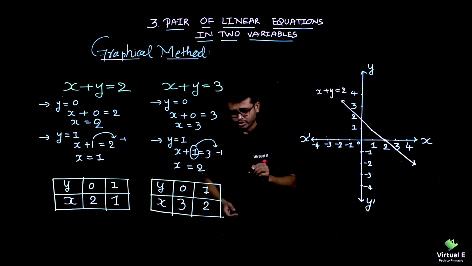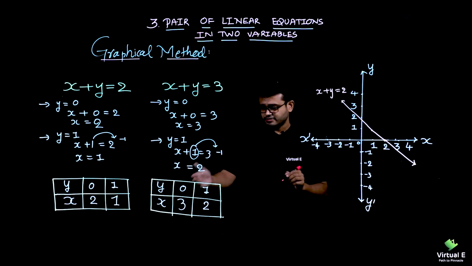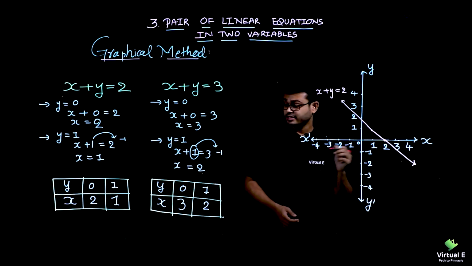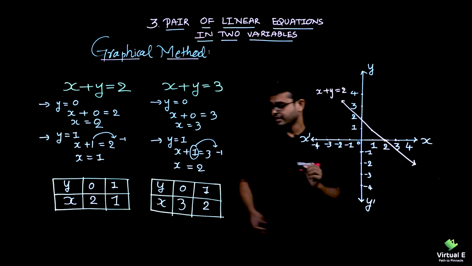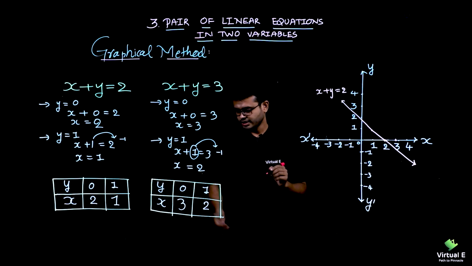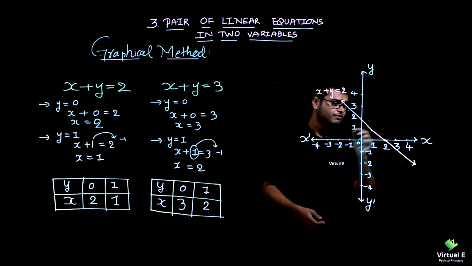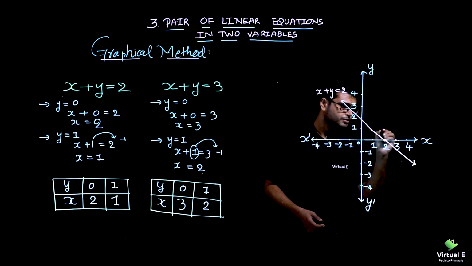Let me plot the coordinates for another one. Y is equal to 0, x is equal to 3. X is equal to 3 will be over here, and y is equal to 1 and x is equal to 2.